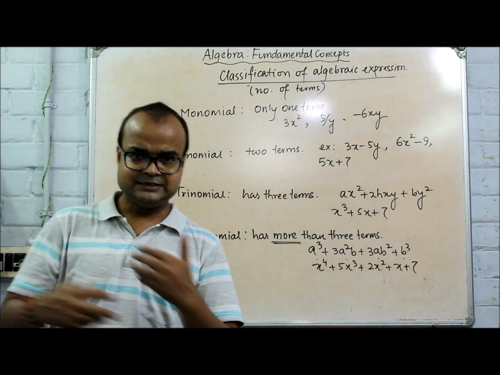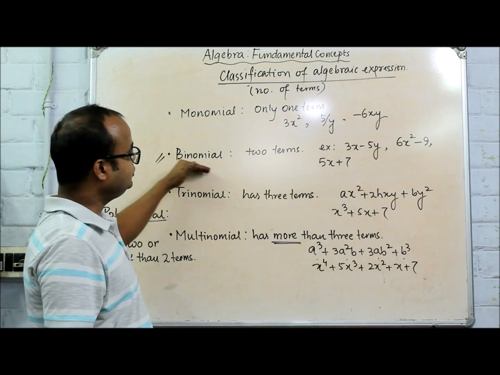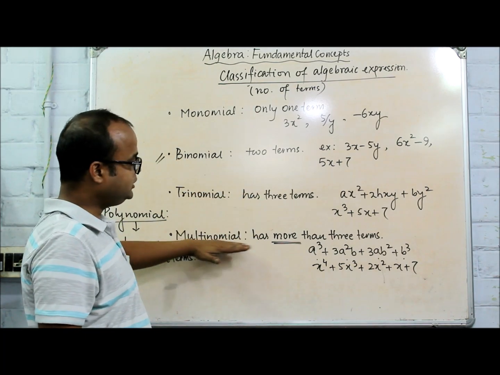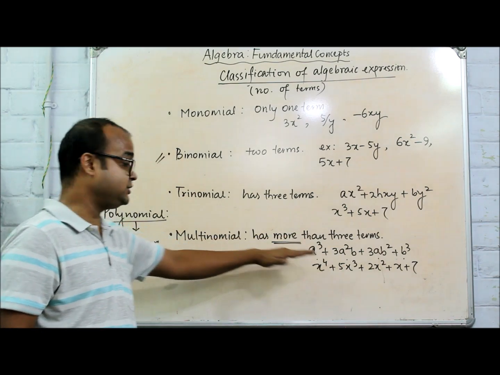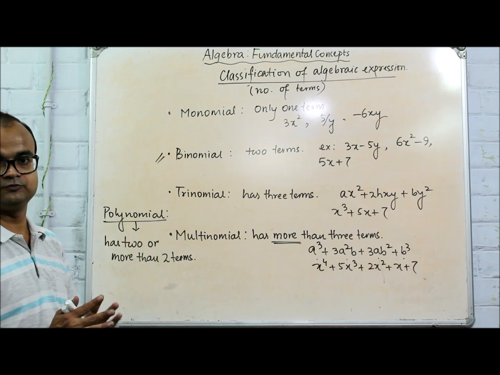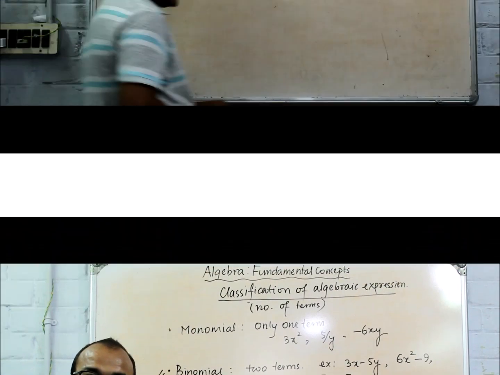So again, just recap the terms. Monomial, one term. Binomial, two terms. Trinomial, three terms. Multinomial has more than three terms, and polynomial has two or more than two terms. Am I clear to everyone?